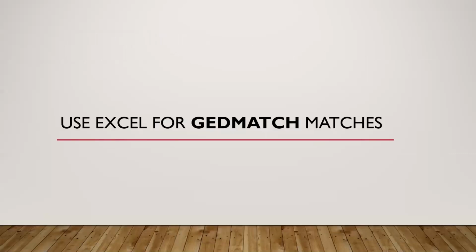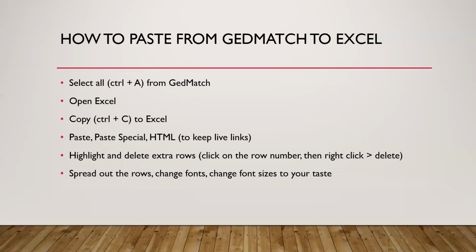You can use Excel for GenMatch matches. So there are some instructions on how to do that, and I'm going to leave this here, or you can pause the screen if you're watching. If you want to know how to copy from GenMatch into Excel, there's a couple little tricks to it, but you can follow this. But the nice thing about it is, of course, you can spread out the rows, you can change the fonts, you can change the font sizes, you can color code. There's a lot of great ways to use Excel that make it a lot more visually appealing.